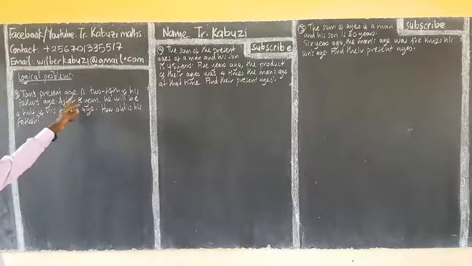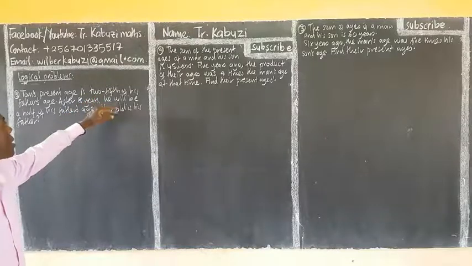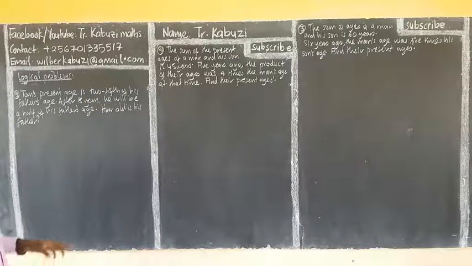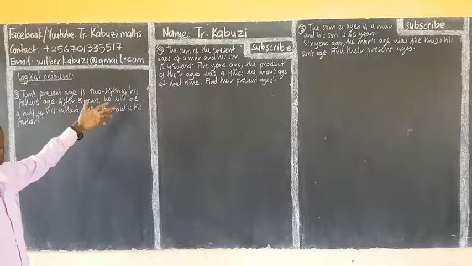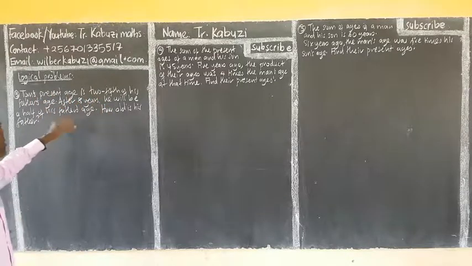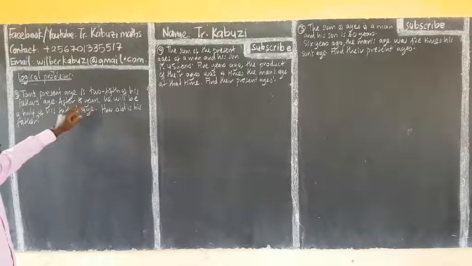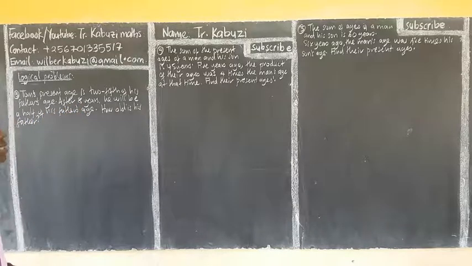Tommy's present age is 2/5 of his father's age. Now they are asking us to get Tommy's age, we know the father's age first. After 8 years, he will be half of his father's age. How old is his father?